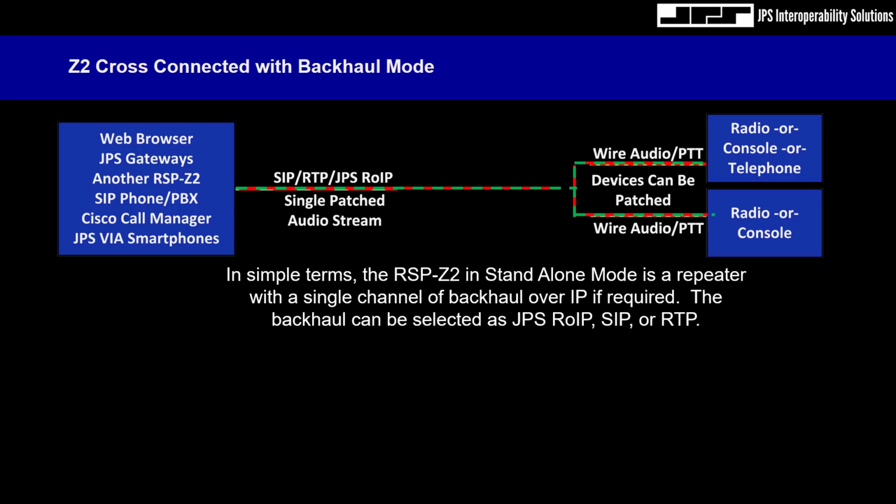So here we see a simpler diagram, and we see the same thing as before. We just removed the Z2 to make it more evident that both those radios, or both the console and the radio, or any devices we have out there on the right, can be connected together, and then also that audio can be supported by SIP, RTP, or JPS RoIP in a single patched audio stream, going out to web browsers, JPS gateways, other Z2s, a SIP phone or a SIP PBX, Cisco Call Manager, JPS via smartphones, recorders, or any other devices by OEMs that can support SIP, RTP, or JPS RoIP.